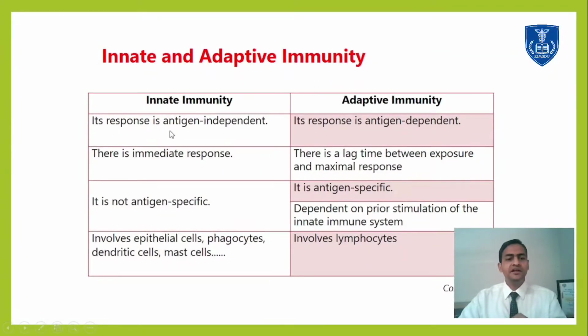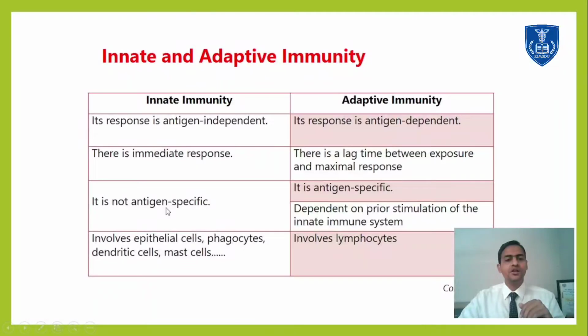Innate immunity response is antigen independent. Like I already told you, it is non-specific. It will treat all the intruders or pathogens alike, meaning whatever comes inside the body, it will attack that particular antigen and try to protect ourselves. Whereas adaptive immunity is antigen dependent. Innate immunity response is immediate. Immediately when a pathogen enters the body, it will attack and try to protect ourselves, whereas adaptive immunity will require some time to identify the pathogen.